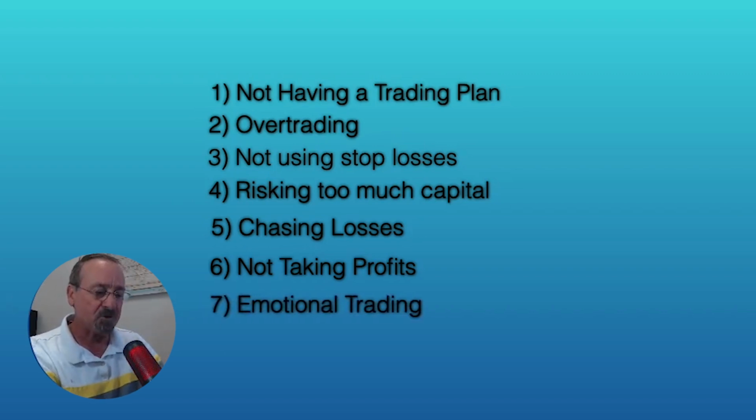Number 7 is emotional trading. It's important to be able to control your emotions, but the way that you do that is by sticking to your plan. Emotional trading happens when you don't have a plan in place. You need to think of yourself as a machine.